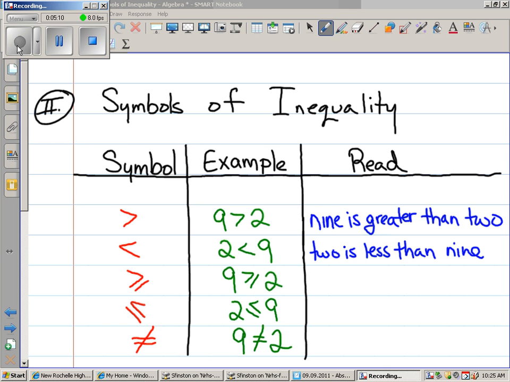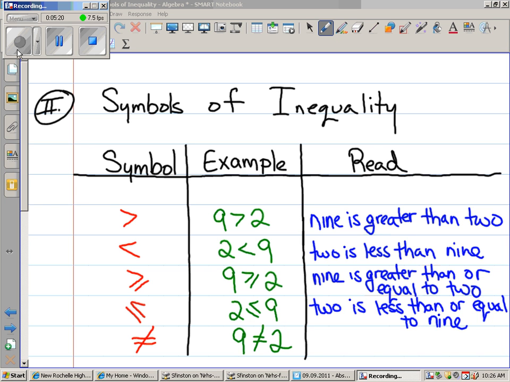So 9 is greater than or equal to 2. Yeah, 2 is less than or equal to 9. That's what that fourth one is. And finally, we have that fifth one on the list. What happens when you take an equal sign and you put a slash through it? What's that mean? Yeah, not equal to. So how would you say that fifth statement? Yeah, 9 is not equal to 2.